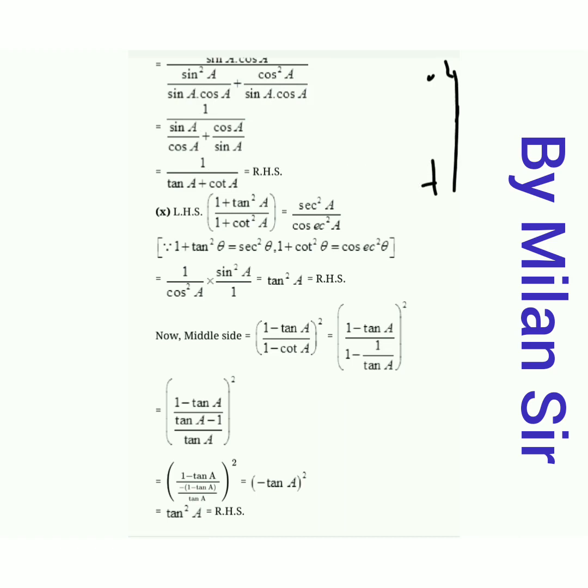So what we do, that is put the value of cot A is equal to 1 upon tan A, then take LCM, so you will get this. Then we need to make numerator and denominator equivalent, that's why we are taking minus sign as a common. So if we take minus sign common, then we need to change the sign of the term. So tan A minus 1 is converted into 1 minus tan A. Then numerator denominator cancel. Denominator's denominator goes to numerator. So minus tan A whole square. So finally we got tan square A. That is our right hand side.